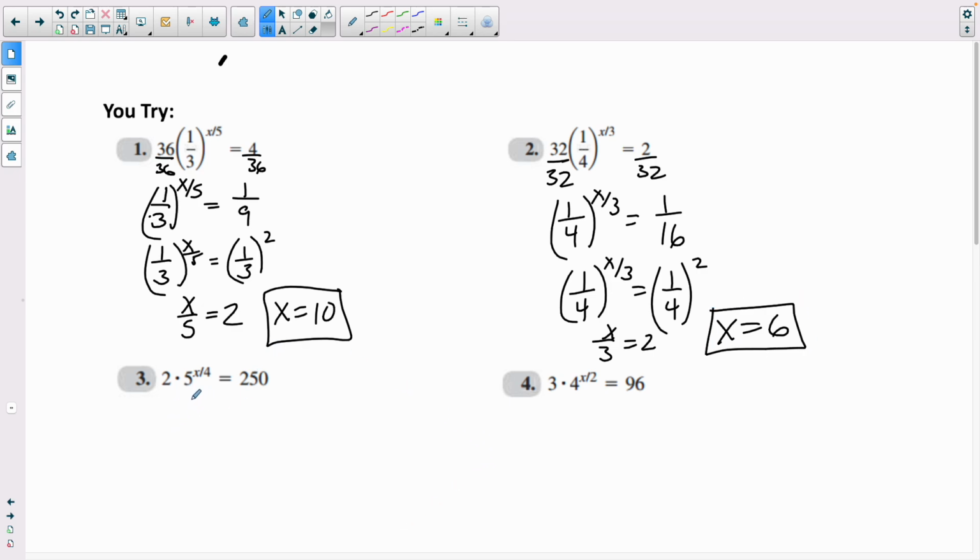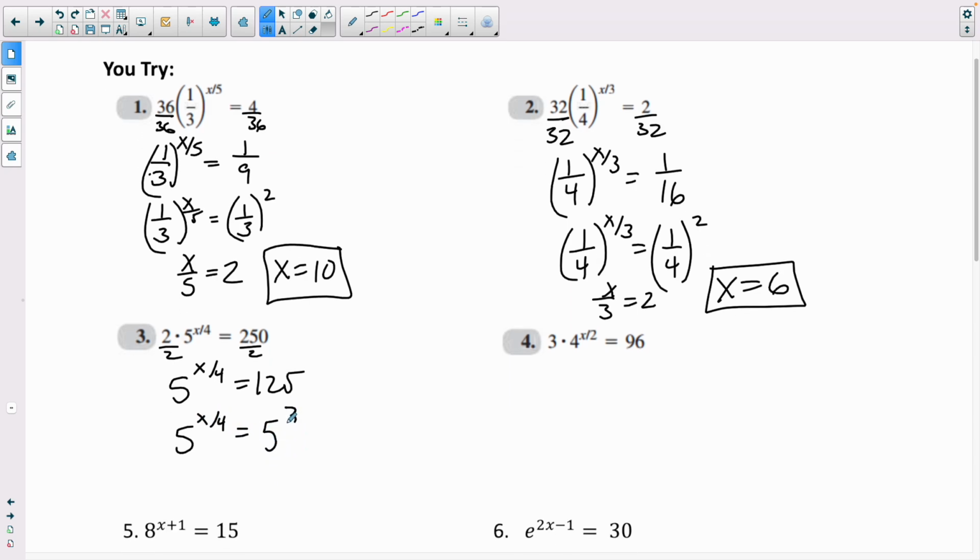Number 3: 5 to the x over 4 times 2 is equal to 250. I'm going to divide by 2. So that's 125. That's good because that's a power of 5. So I get 5 to the x over 4 is equal to 5 to the third because 125 is 5 cubed. So this means x over 4 is equal to 3.